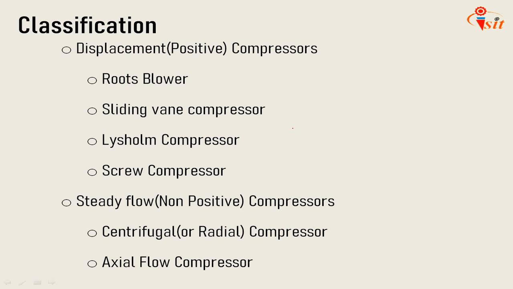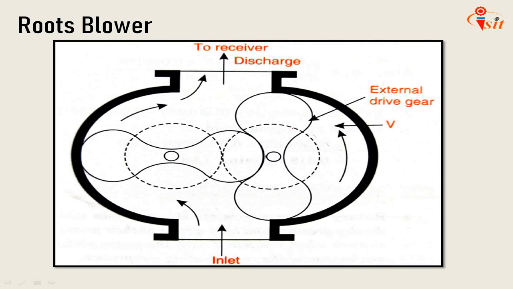Second category, that is steady flow or non-positive type compressors. In that, centrifugal, which is also called radial compressor, and axial flow compressor. So these two come under non-positive compressors. We'll go through the displacement compressors. In that, first one, Roots blower.